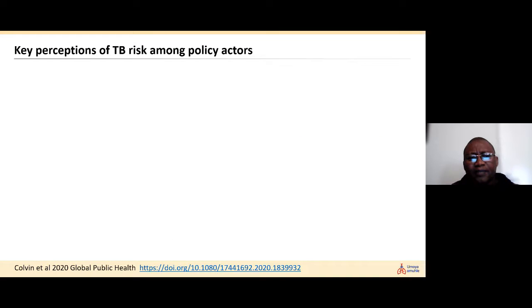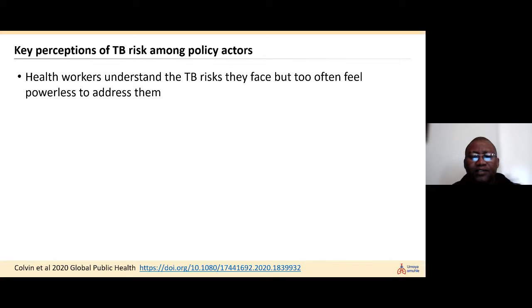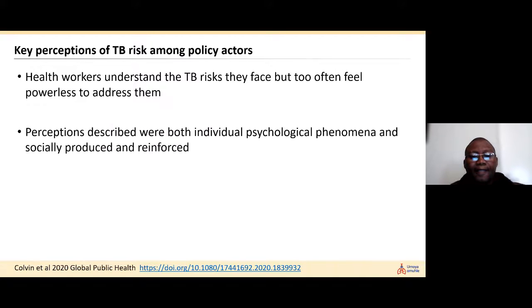So the key perceptions of TB risk among policy actors: of course, there were other things that were found, but we are focusing on perceptions of TB risk among policy actors. And these perceptions actually informed what we explored in the clinics. Healthcare workers understand the TB risk they face, but too often feel powerless to address it. The policy actors also described how these were both individual psychological phenomena, and also socially produced and reinforced. We can see how these are mirrored also when we went into the clinic.